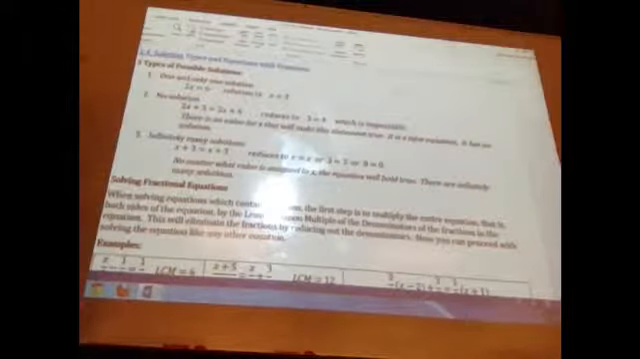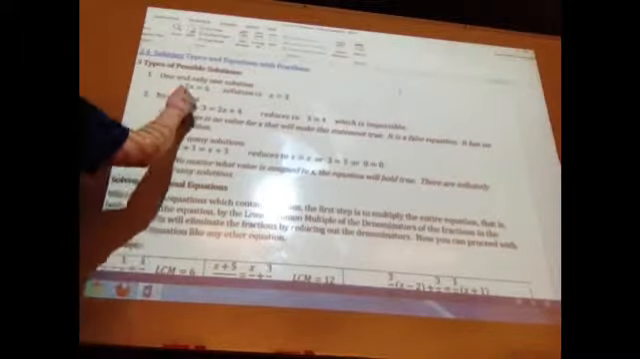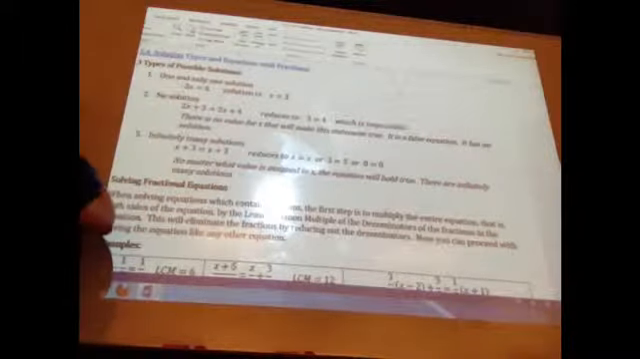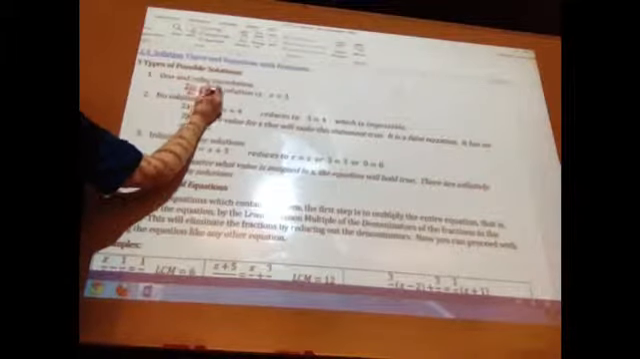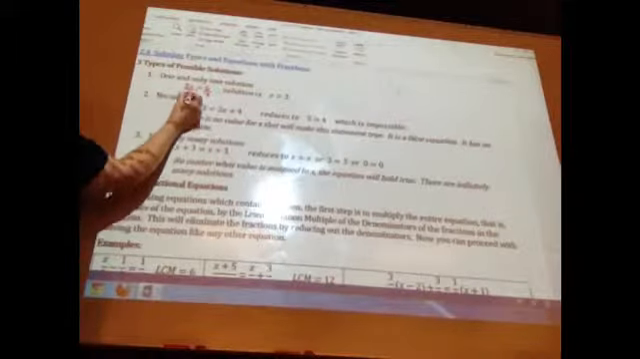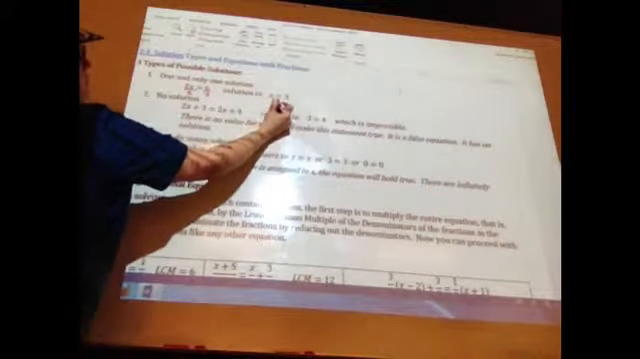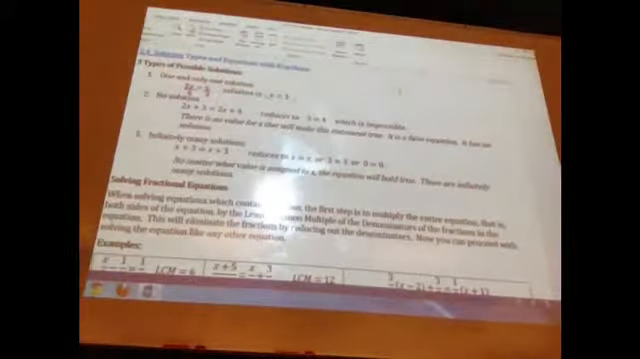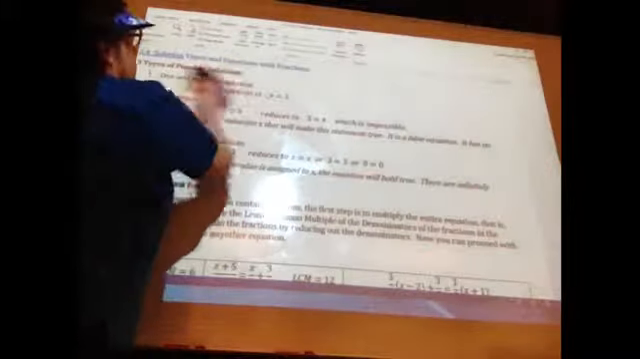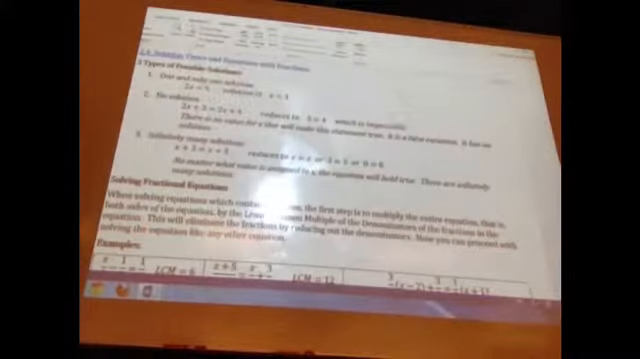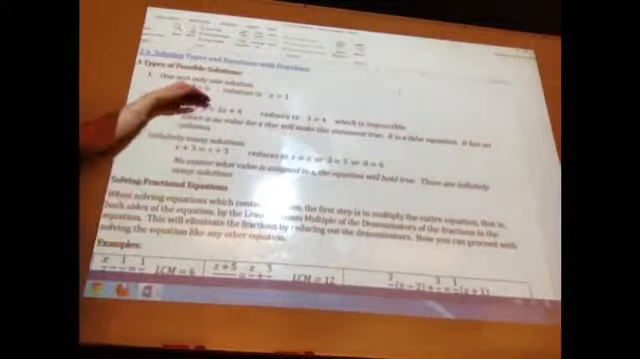So for instance, 2x equals 6. Try to get x by itself. 2 is being multiplied by the x, so I'm going to divide the 2 out, dividing it from both sides. I'll get x equals 6 divided by 2, which is 3. So my solution is x equals 3. It's the only number I can put in for x that will make this equation true. So in that case, there's one and only one solution to this equation.